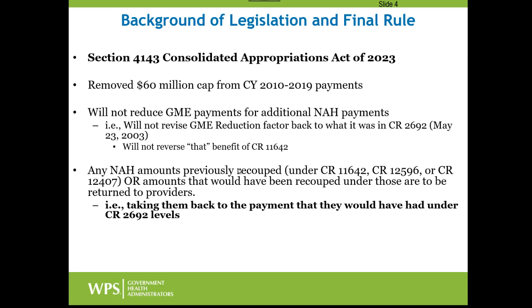So the overall purpose of the act was initially to remove the $60 million cap from the calendar year 2010 through 2019 payments. And at the same time, they stated they will not reduce the GME payments to account for those additional Nursing and Allied Health payments. So to clarify that, what basically happened in 11642 was that the Nursing and Allied Health payment factors were reduced in 11642. So that means that providers got less of a Nursing and Allied Health payment.